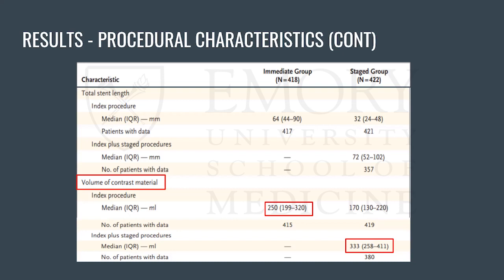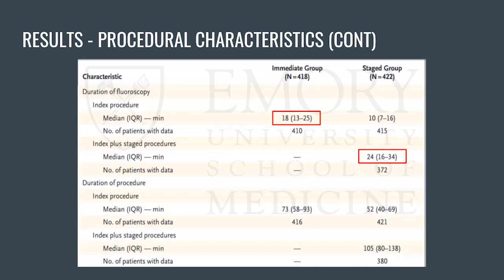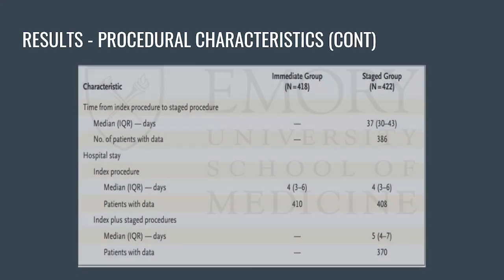Volume of contrast material was higher in the staged group compared to the immediate group, with the lower end of the confidence interval for the staged group incorporating towards the middle of the immediate group, but this was not statistically significant. Similarly, duration of fluoroscopy was in the same boat. And the duration of the procedures followed suit, again with the staged group having a longer duration of the procedure and shorter in the immediate group.